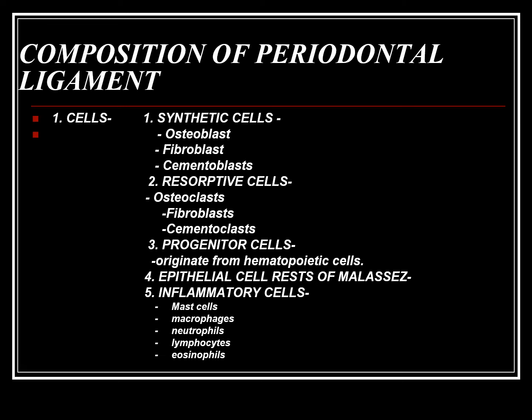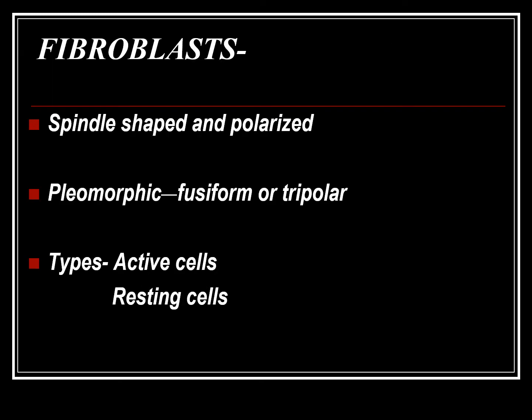The composition of the periodontal ligament: it is mainly made up of cells. The synthetic cells are osteoblasts, fibroblasts, and cementoblasts. It has resorptive cells like osteoclasts, fibroblasts, and cementoclasts. There are also progenitor cells that originate from the hematopoietic cells, epithelial cell rests of Malassez, and inflammatory cells.